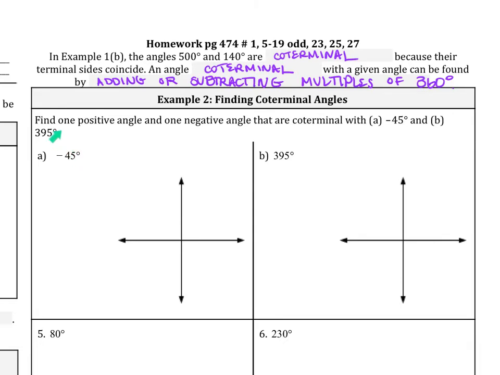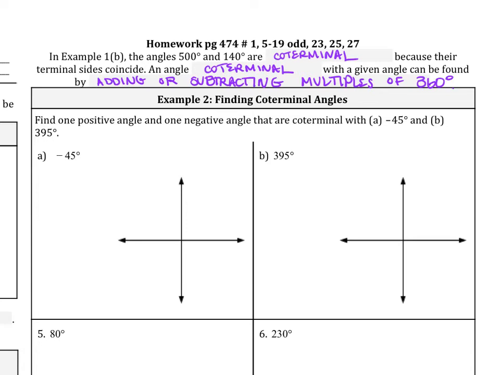degrees. So here we're going to find one positive angle and one negative angle that are coterminal with negative 45 degrees here and 395 degrees. So we're going to draw it just so you can see it for the first two examples, and then you don't have to draw it anymore. But hopefully this helps you to understand why these are coterminal angles.